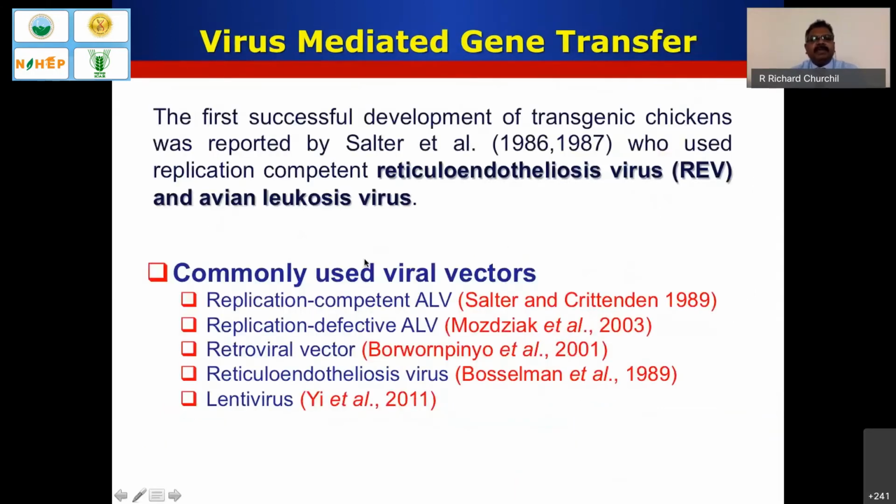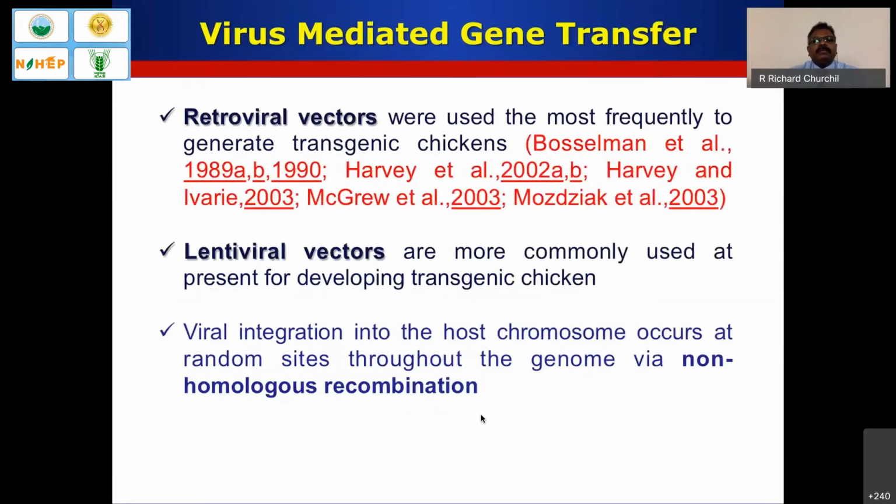And so these are the different viruses. All these viruses are oncogenic viruses: avian leucosis virus, retrovirus, reticuloendotheliosis virus and lentivirus. So there are many research workers who used different oncogenic viruses to act as a carrier of the foreign gene into the host. Even though retrovirus was very commonly used in earlier days, now people go for lentivirus, which is more efficient in doing this job.